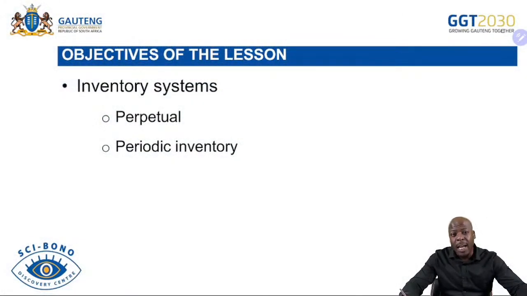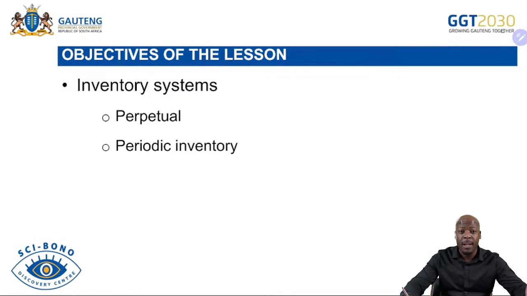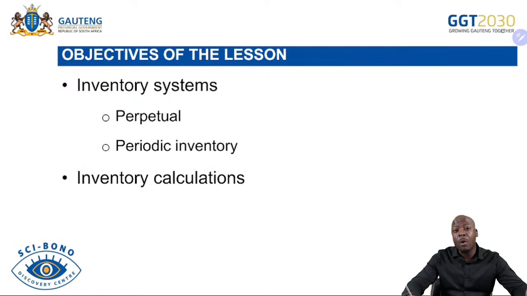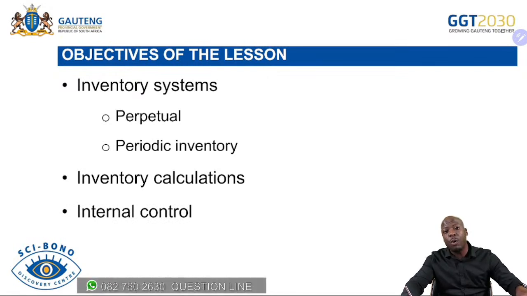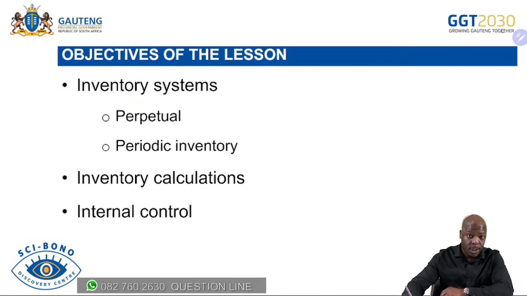Number one, I am going to be talking about inventory systems. I'm going to touch on your perpetual as well as the periodic inventory system. I am also going to talk on inventory calculations. So if you have a problem with calculating inventory amounts, today is your day. I want you to tell your friends that the lesson is on. I am also going to touch on internal controls. We're going to deal with internal controls that pertain to inventory.